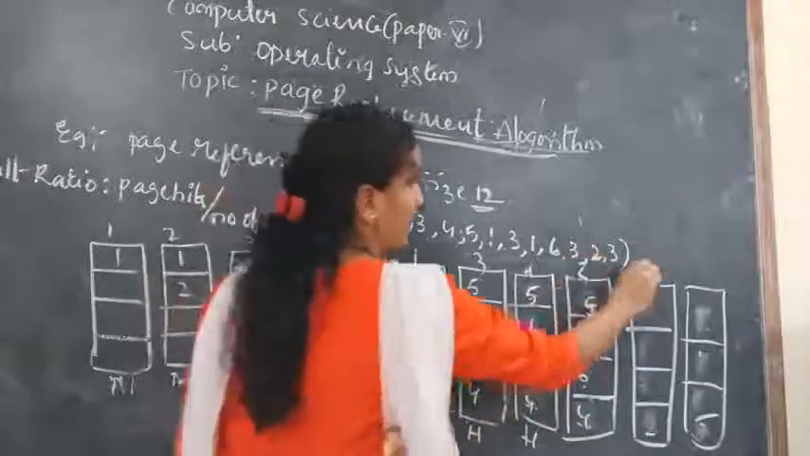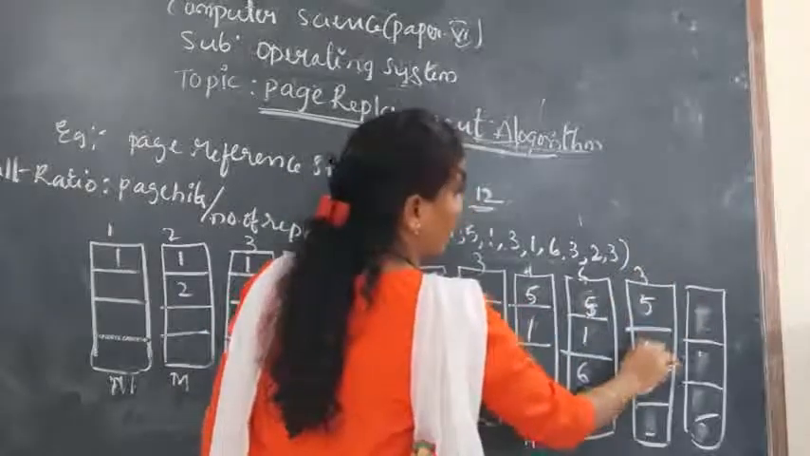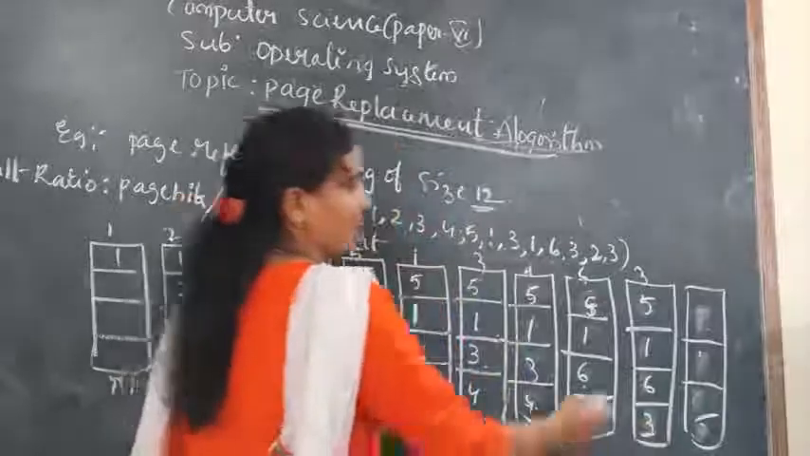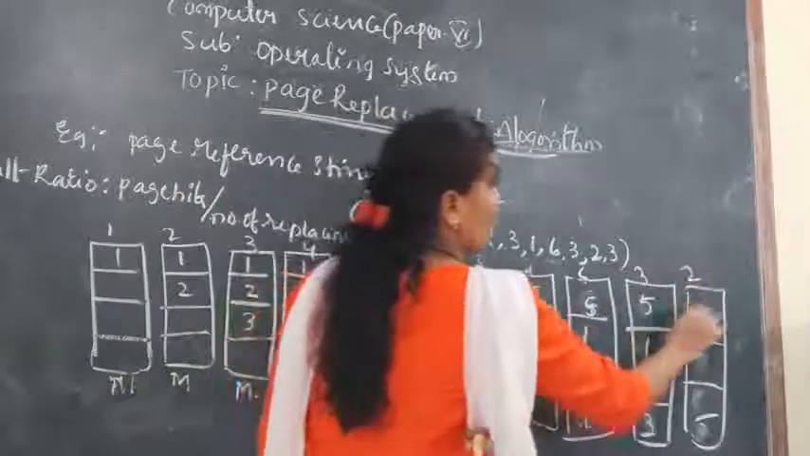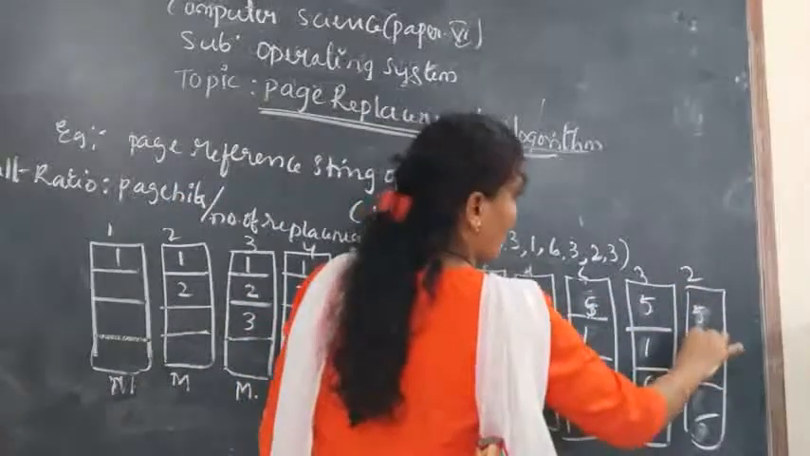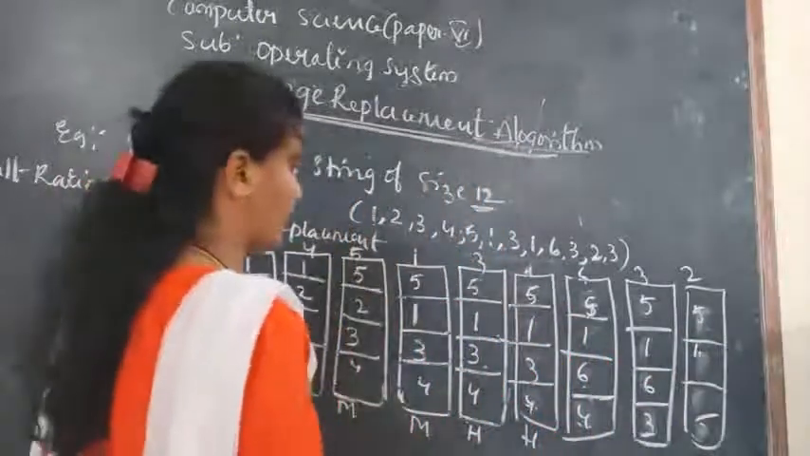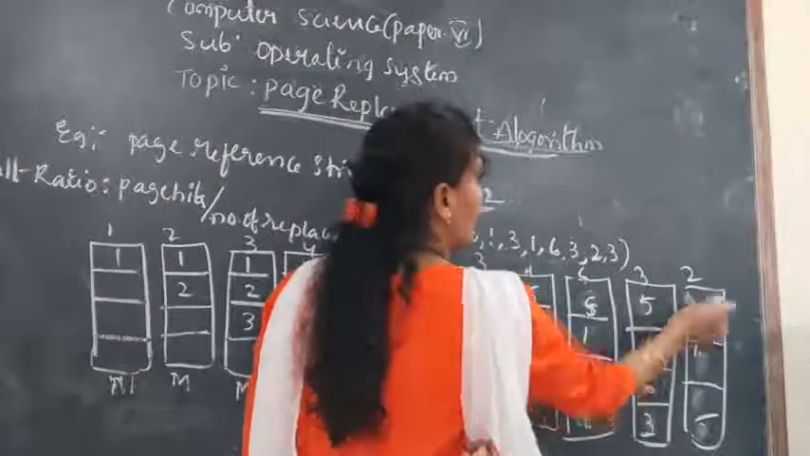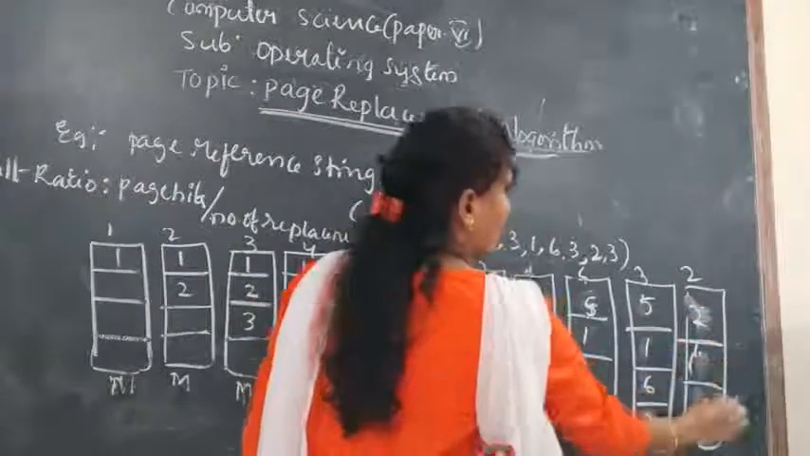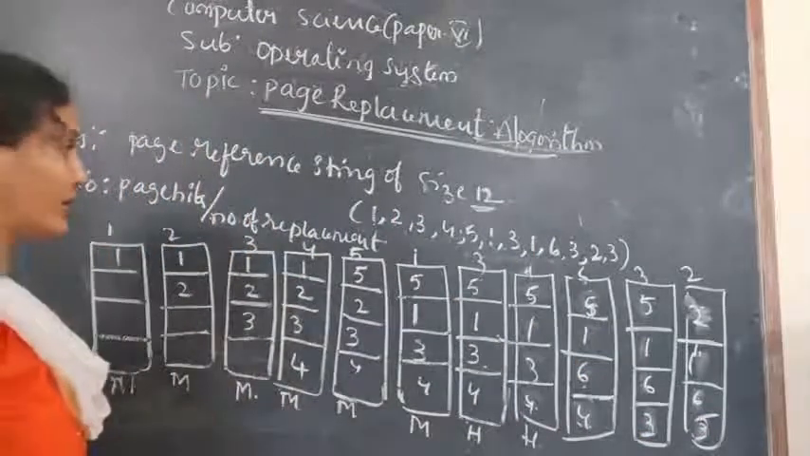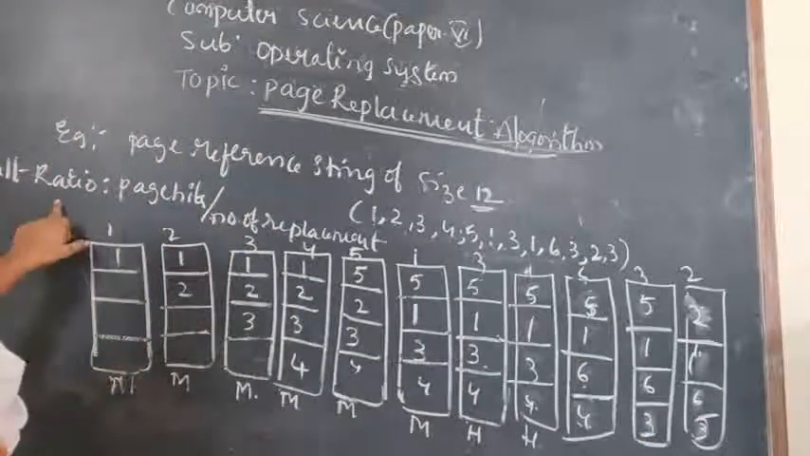Next 3. 5, 1, 6. In place of 4 you get a 3 replacement. Next 2. 5, 1. Not 1 here. 5 is the old page I think. 5 is replaced. 2, 1, 6, 3. Understood? So you need to calculate the page fault ratio.